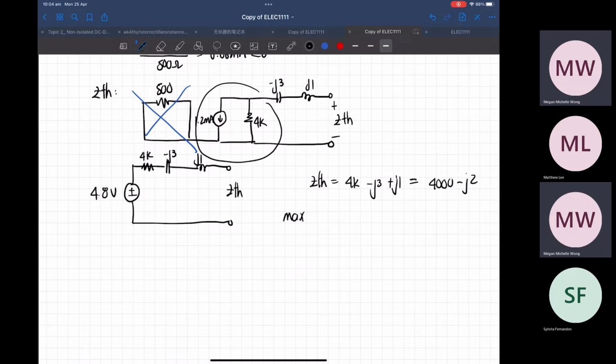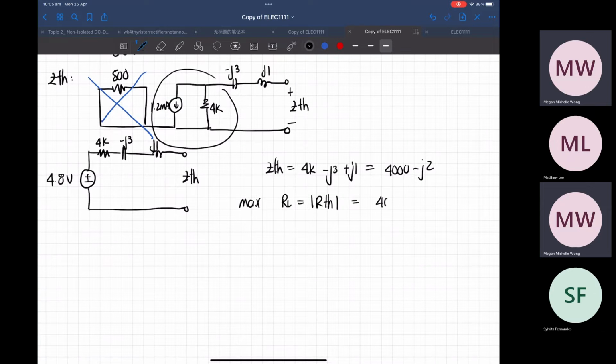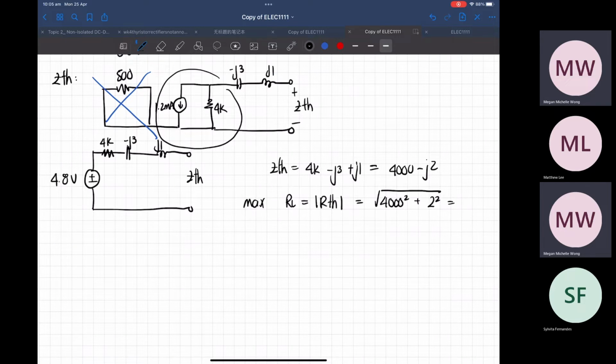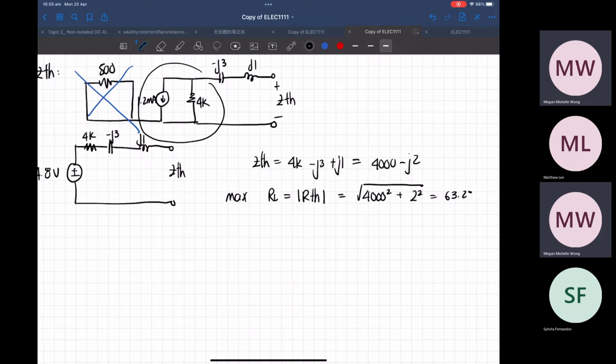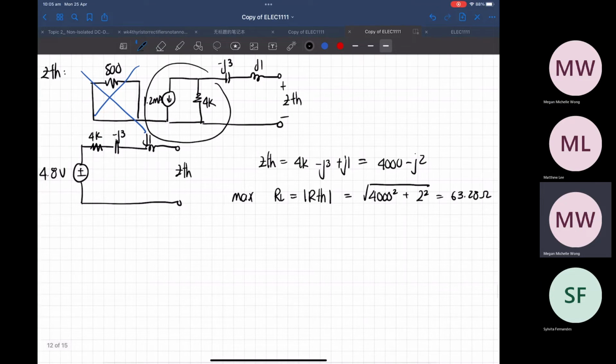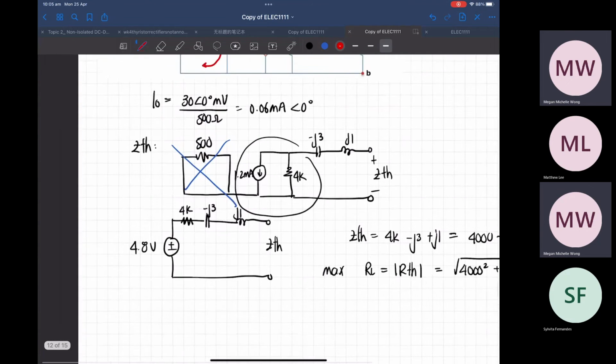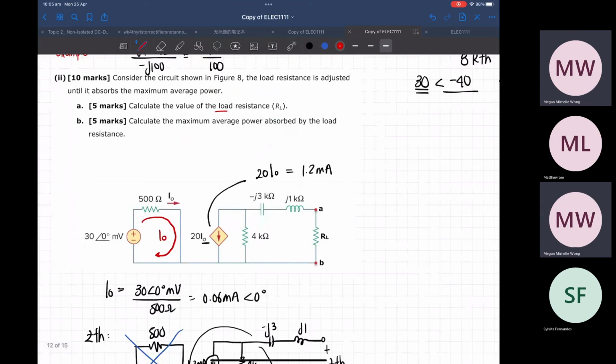So for maximum power transfer, my ZL, or my RL, needs to be the modulus of the R Thevenin that I got. So this is 4,000 squared plus 2 squared, and then root of that, and that will give me 63.28 ohms. And then question A is asking you to calculate the value of the load resistance, and question B is asking me to calculate the maximum average power transfer.